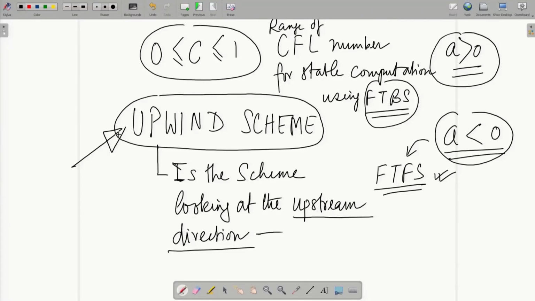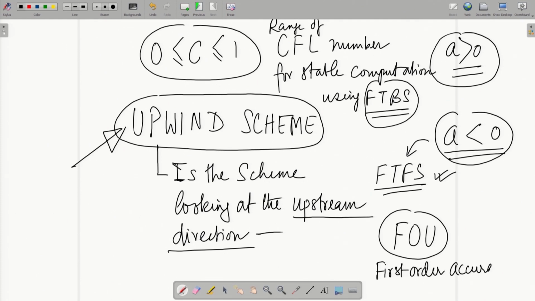So, backward or forward has now become more generalized in the form of upwind scheme, and we have used first order upwind, and therefore, we could abbreviate it as a FOU scheme, a first order accurate upwind scheme. F for first, O for order, and U for upwind. So, that gives you a kind of abbreviation for the first order accurate upwind scheme. And here the first order accuracy is with respect to the spatial derivative.